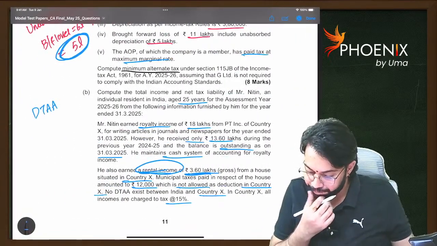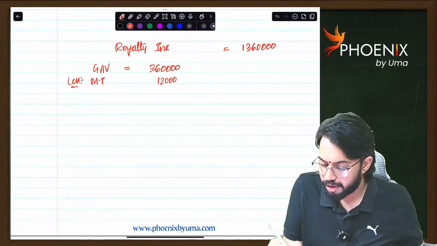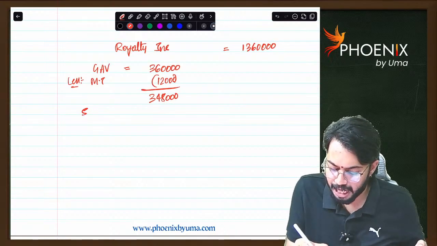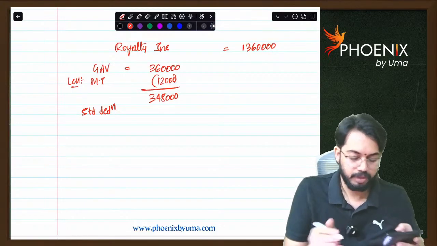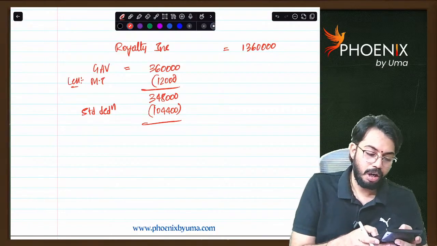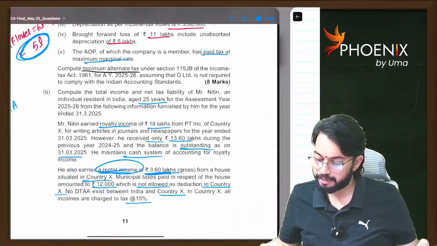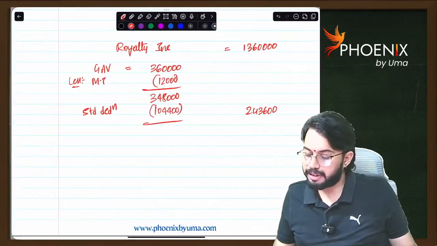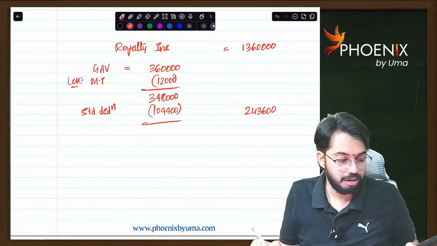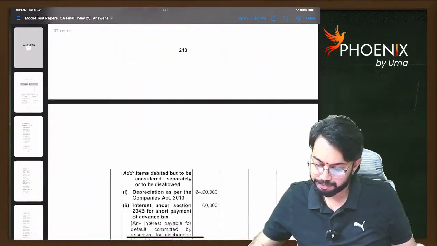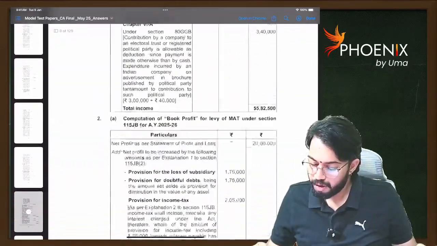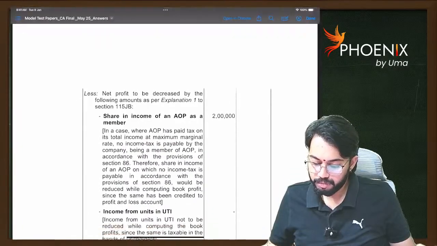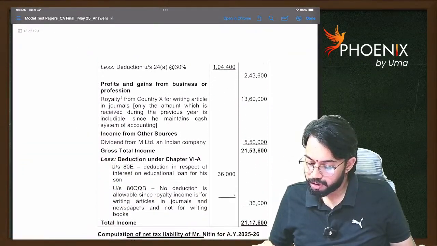How much are municipal taxes? 12,000. 3,60,000 minus 12,000 is 3,48,000. From this claim standard deduction, 1,04,400. Now, how much is income from house property? 2,43,600. How much is total income? 13,60,000 plus 2,43,600. Let's check the answer.